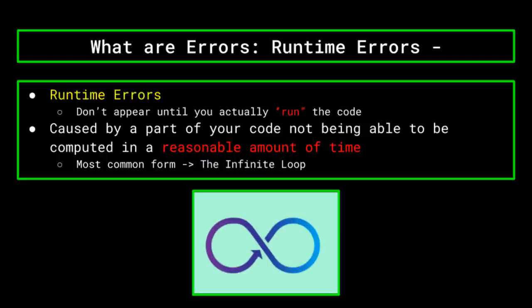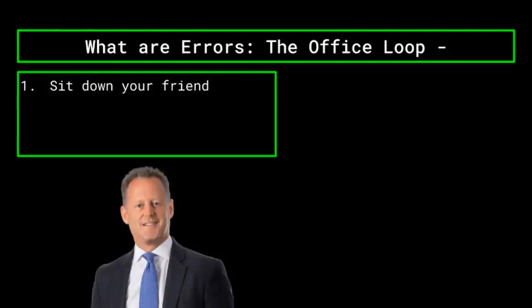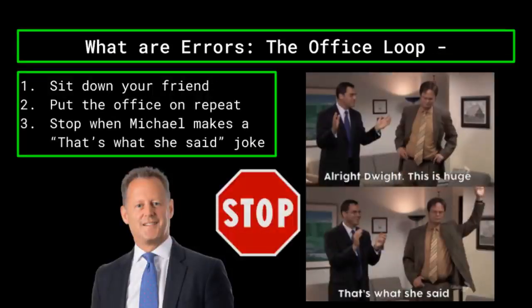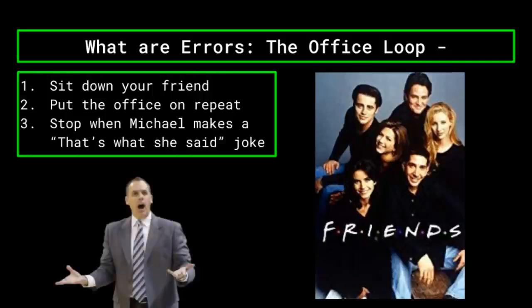As a refresher or an example, think of an infinite loop like this. Say you sat your friend down in front of the TV, put on The Office, and told him he could leave as soon as Michael made a "that's what she said" joke. Seems pretty simple, right? Wrong, because instead of putting in The Office, you put in Friends on Blu-ray. No Michael, no inappropriate joke, meaning your friend would be sitting there for the rest of his life. This is basically what happens with a computer.